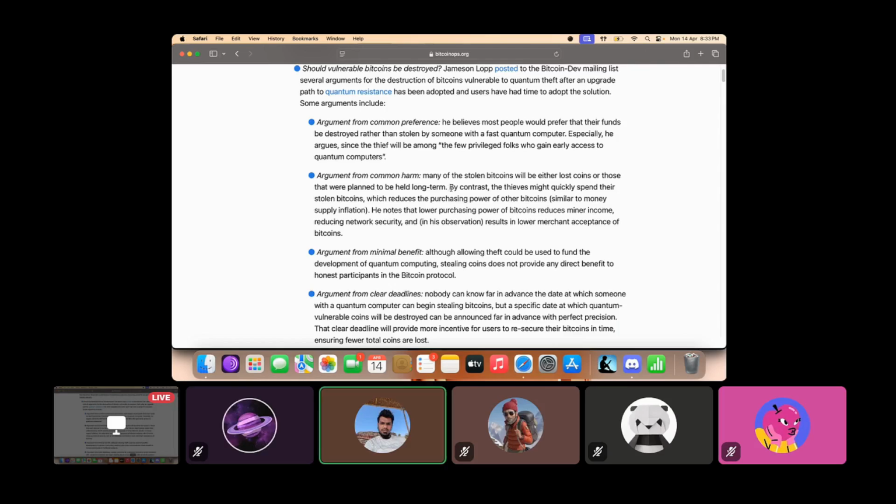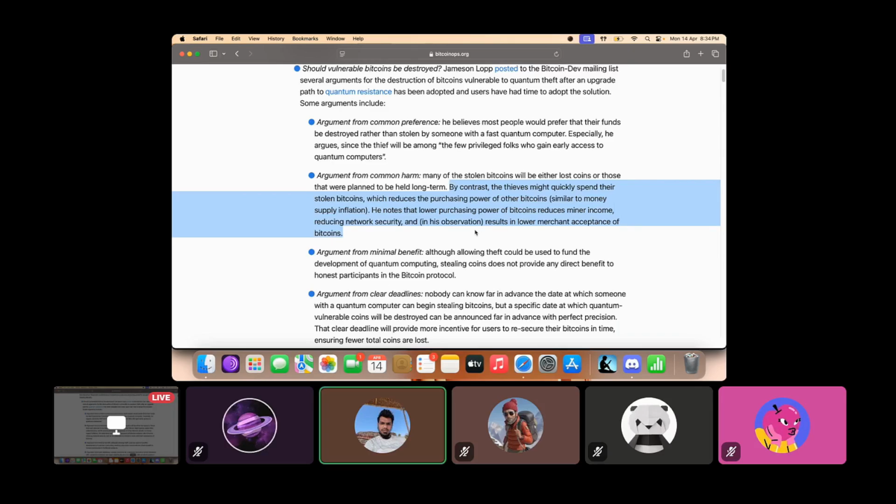Right. By contrast, the thieves might quickly spend their stolen bitcoins, which reduces the purchasing power of other bitcoins, similar to money supply inflation. He notes that lower purchasing power of bitcoins reduces miner income, reduces network security, and in his observation results in lower merchant acceptance of Bitcoin, right? So basically, lost coins, quote unquote, increase the value of the network, right?